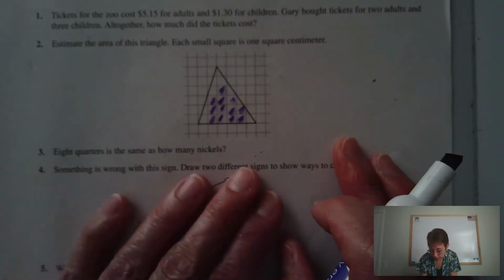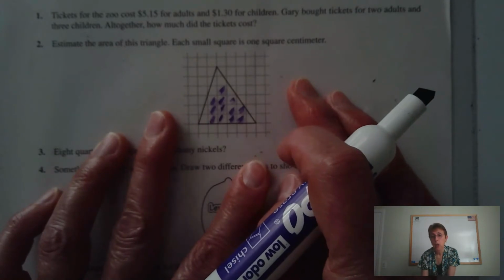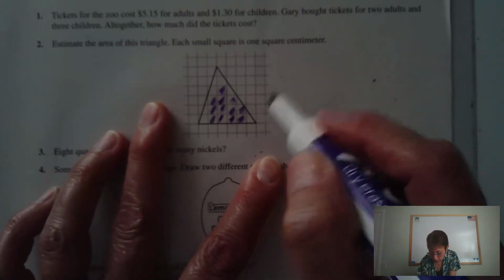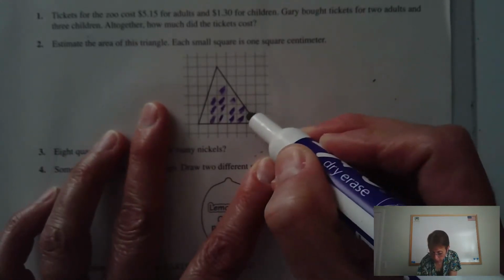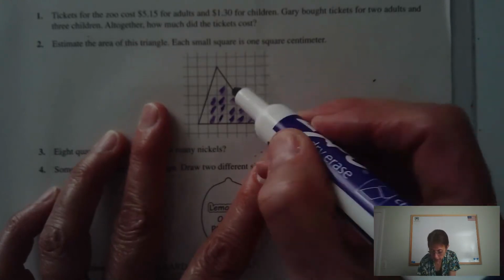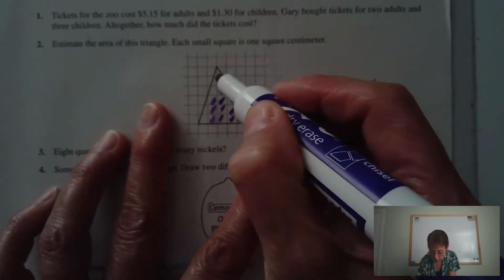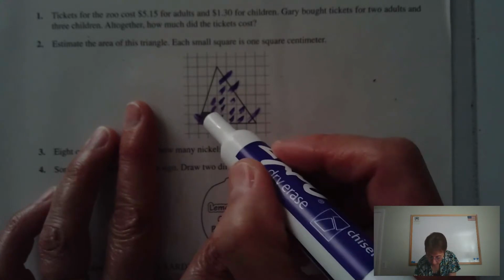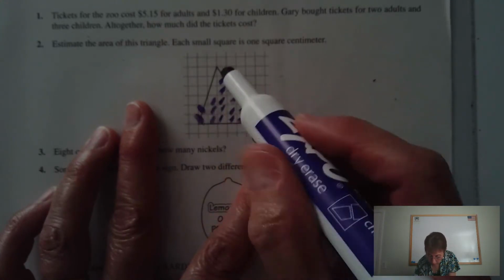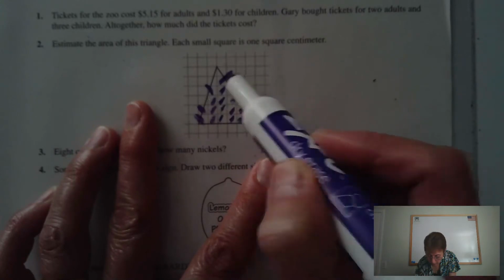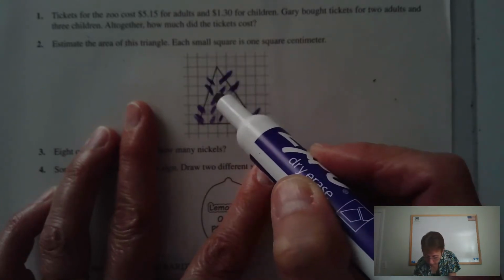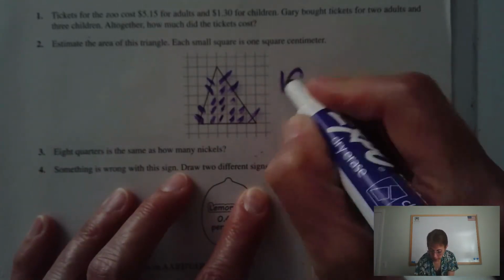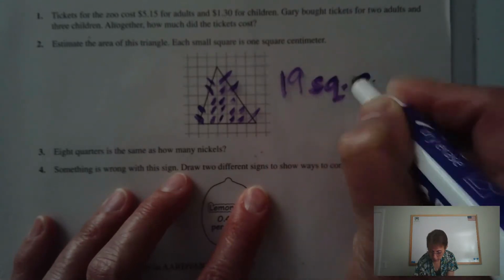And then anything that is a half or greater, we count as a whole. So we have 12 that were definitely whole squares. This is more than a half, so that would count as 1. That's 13. This is another one, 14. Another one, 15. Over here, this would be 16. This is a half, so that would be 17. This is more than a half, that would be 18. And this is a half, that would be 19. Okay, so the estimated area here would be 19 square centimeters.